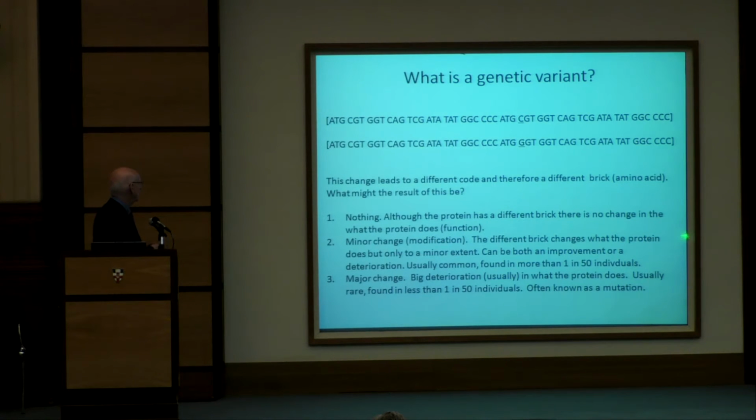So the brick changes what the protein does, but only to a very minor extent. And this could either be an improvement in what that protein is doing, or it could be a deterioration, but it's only a minor change. And this is quite common, and it's usually found in more than 1 in 50 individuals that we will find variants. These variants explain why we all look different, because if our genetic code was identical, we would all look the same. We would all be identical multiplets. But our genetic code is different. We have different variations, and that's why we're different.